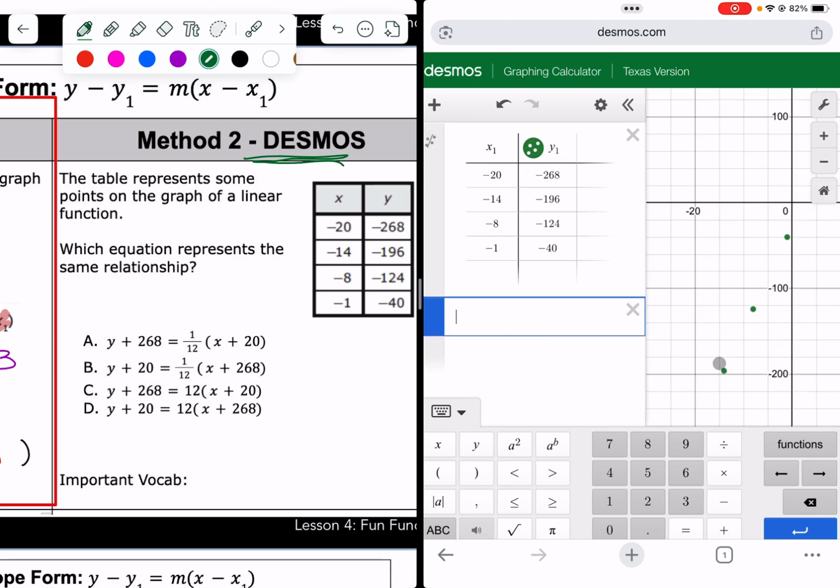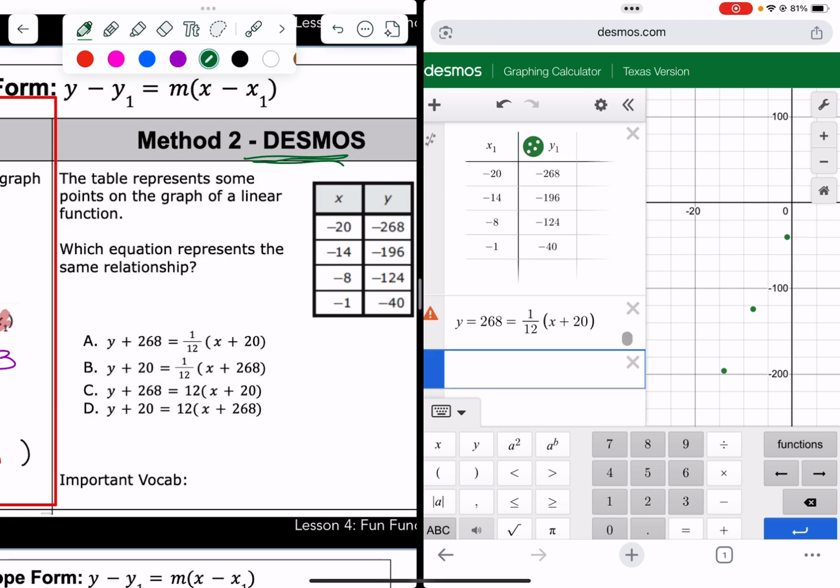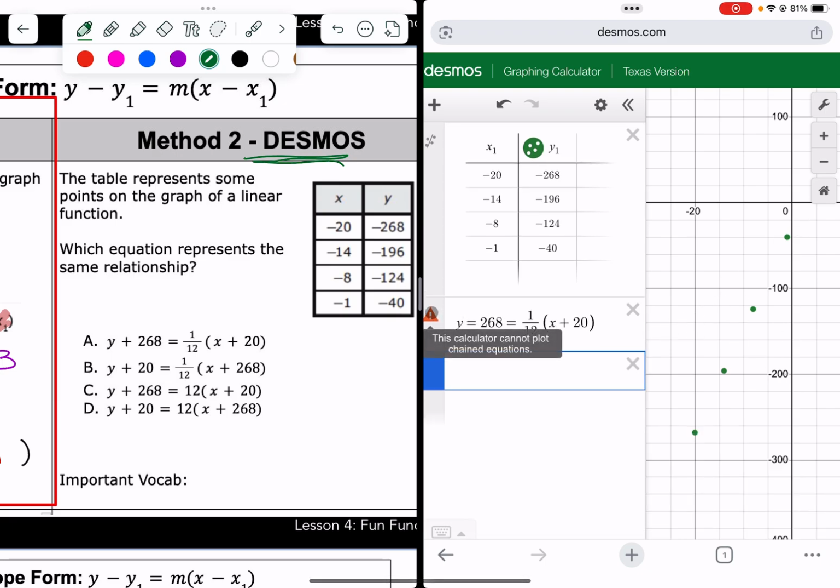These are the dots I want to touch like the other question before. I'm going to go in and graph A. Y plus 28, 268 equals 1/12, parenthesis, x plus 20, parenthesis. Now, I see nothing happen, and I see this little error message. It's telling me that this isn't possible.